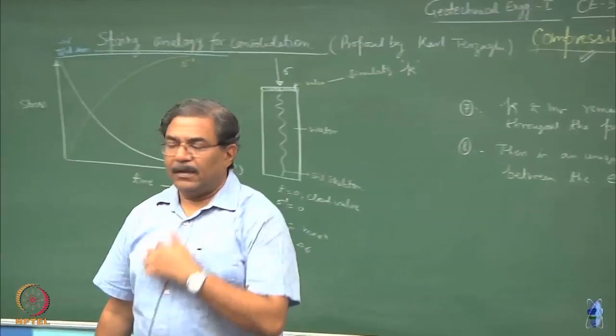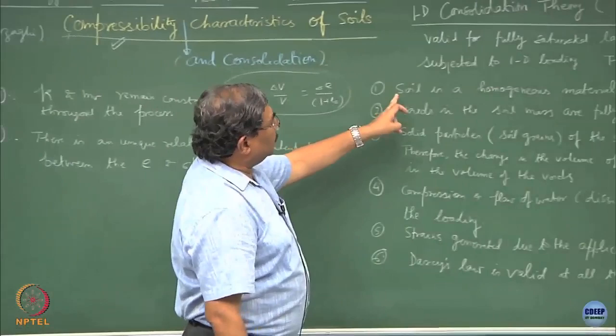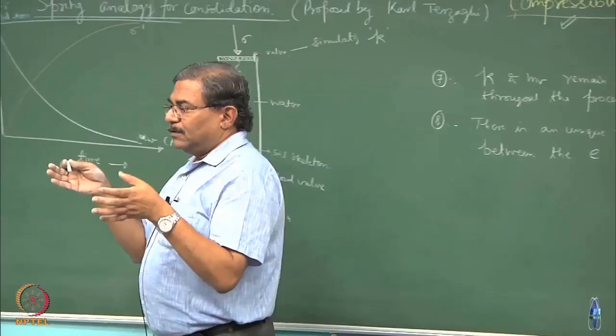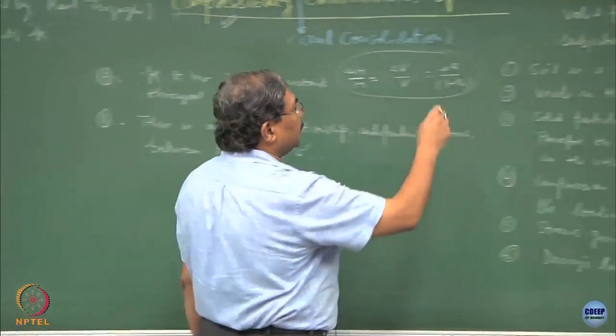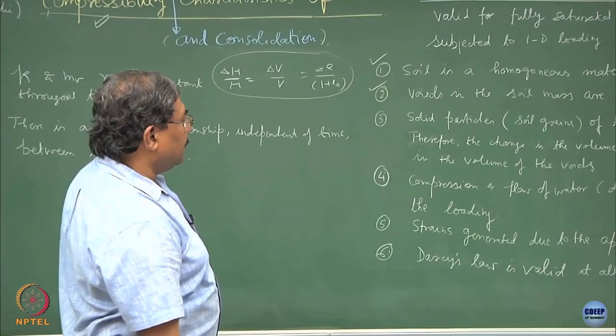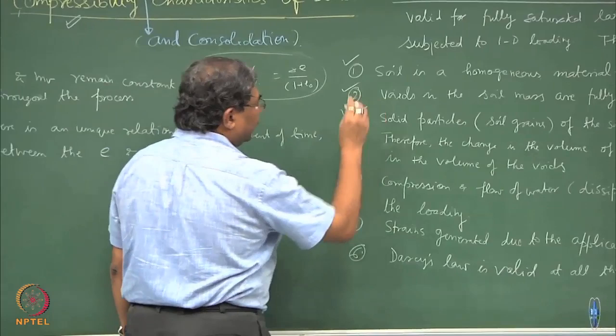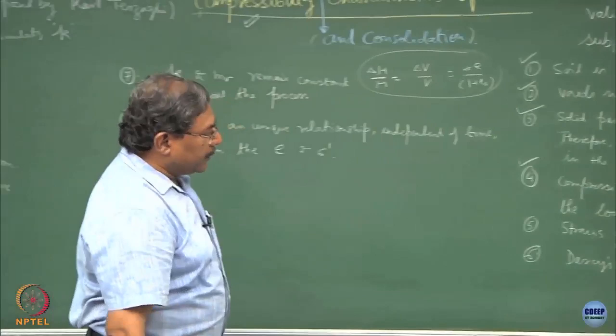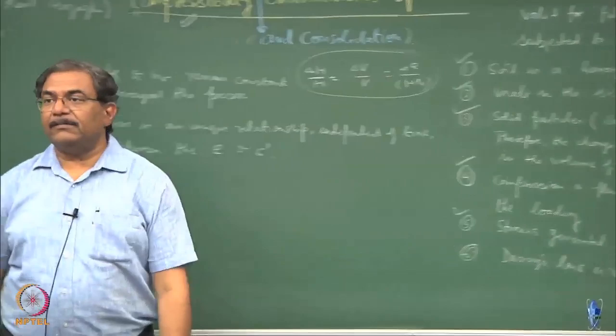I hope you can realize that it is fair enough to assume that the soil is a homogeneous material, no issues. Voids in the soil mass are fully saturated and free of air. We are immersing the entire specimen in the water bath. So, this can be achieved, no issues, these two are okay. Solid particles of the soil and water in the voids are incompressible. Therefore, the change in the volume of the soil when loaded is due to the change in the volume of the voids, which is fine. Compression and flow of water are unidirectional, opposing the loading, which is okay. Strains generated due to the application of external loads are small, which is fine. There is no problem. I can deal with it by discretizing in small, small layers.